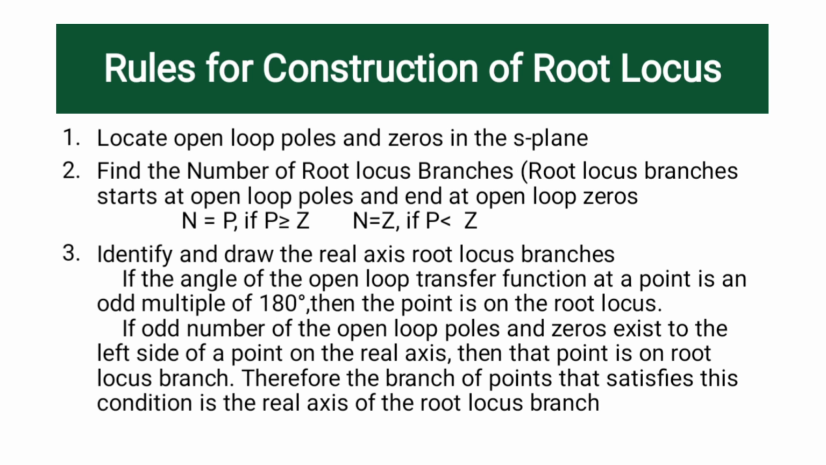Then third step, identify and draw the real axis root locus branches. If the angle of the open loop transfer function at a point is an odd multiple of 180 degrees, then the point is on the root locus. If an odd number of the open loop poles and zeros exist to the left side of a point on the real axis, then the point is on the root locus branch. Therefore, the branch of points that satisfies this condition is the real axis root locus branch.